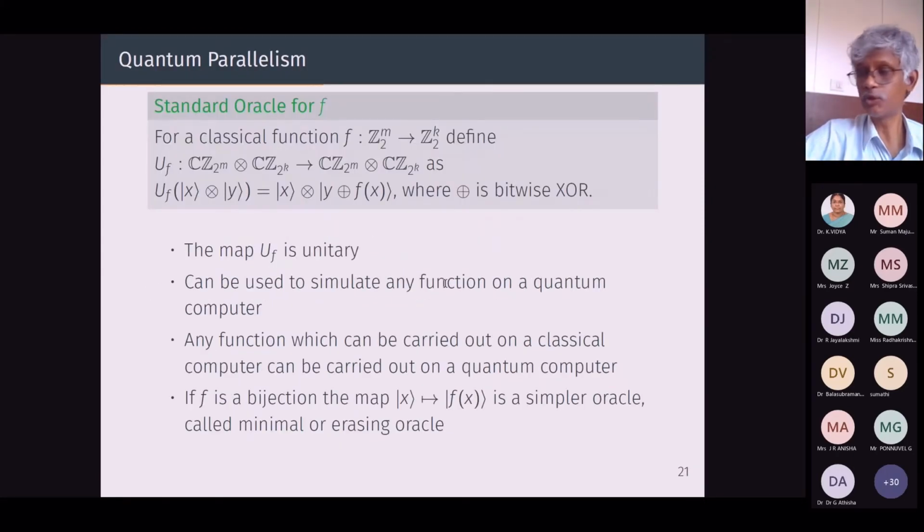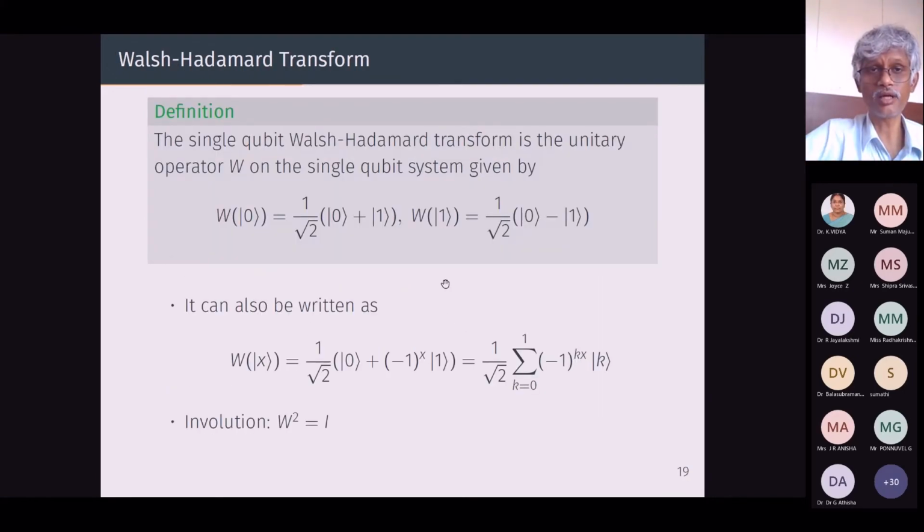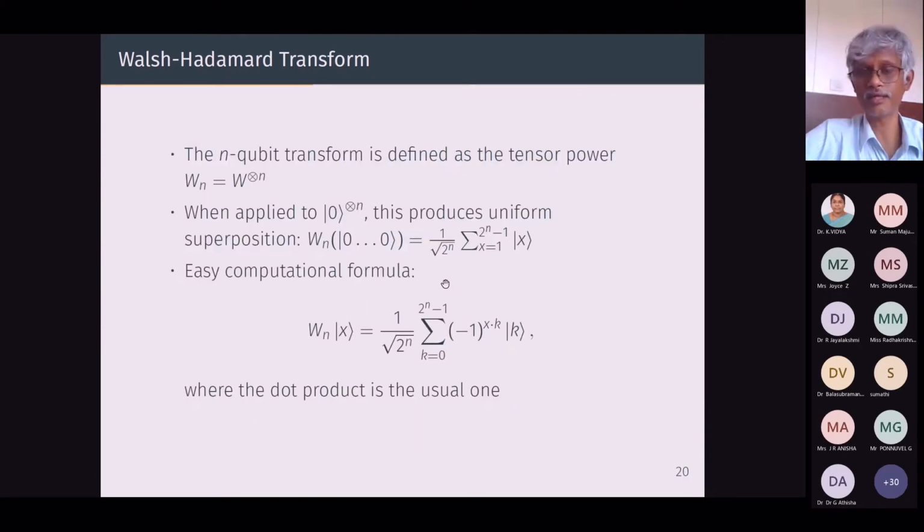I just want to take 2 minutes and point out that there is something called the Walsh-Hadamard transform, which operates on 1 qubit like this, and there is a natural way of extending it to tensor products. We have already seen this for arbitrary linear transformations. The tensor power n of W is represented by W_n. When we apply W_n to the ket of 0, 0, 0 vector, it gives a uniform superposition of all the vectors. That is bullet number 1, which is very important.